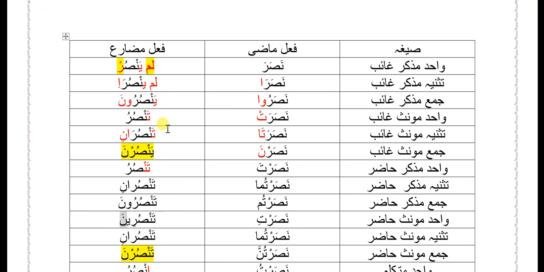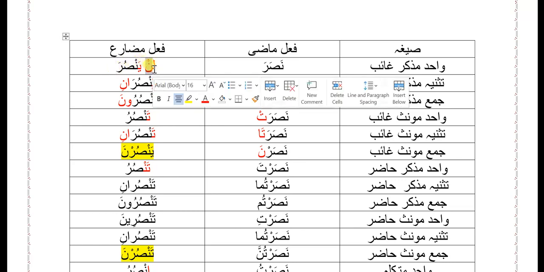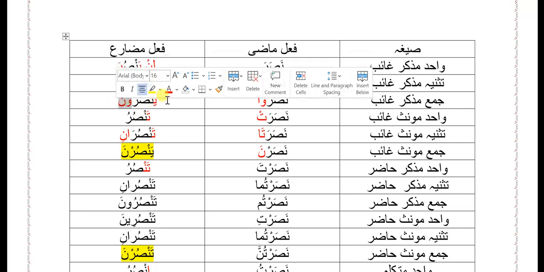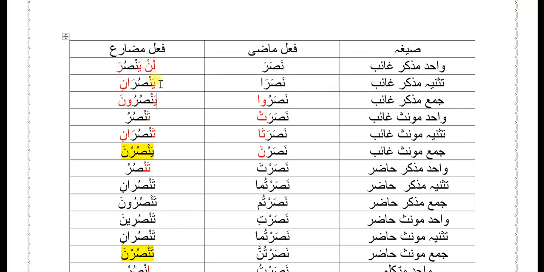Now suppose instead of lam, we add lan on fe'l muzare. Lan simply removes the zamma and adds fatha on it. That's why lan is known as harf nasiba, a harf which gives nasab to fe'l muzare, and it also removes the noon of tasniya and jama from fe'l muzare, like lan yansura. We cannot say lan yansurani. The noon is removed.